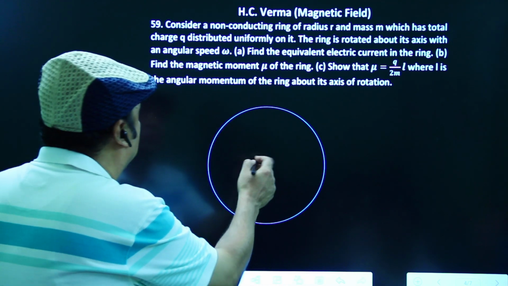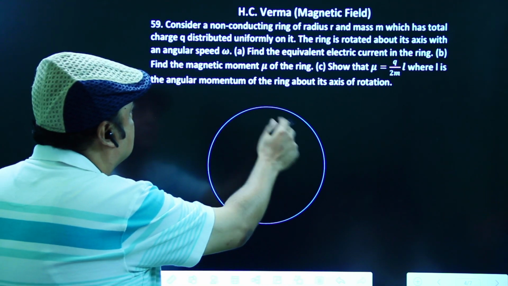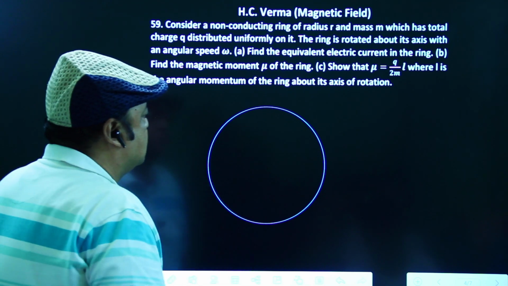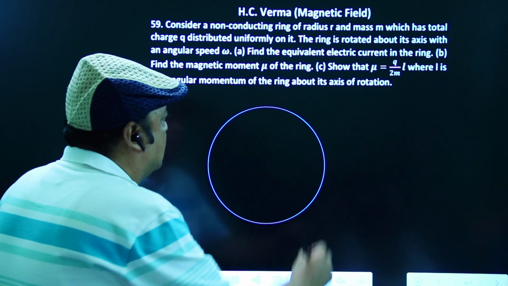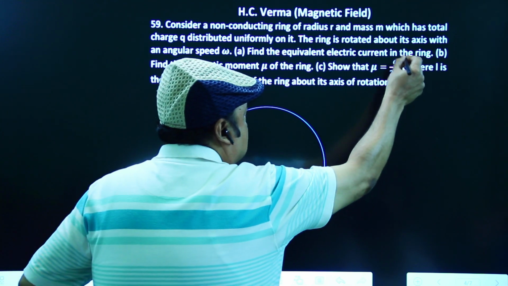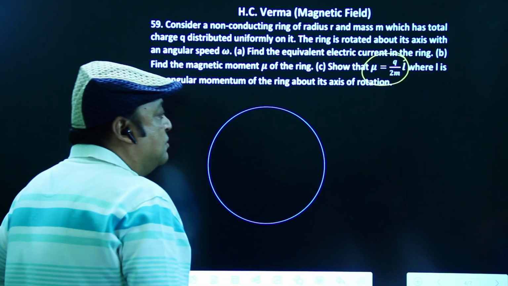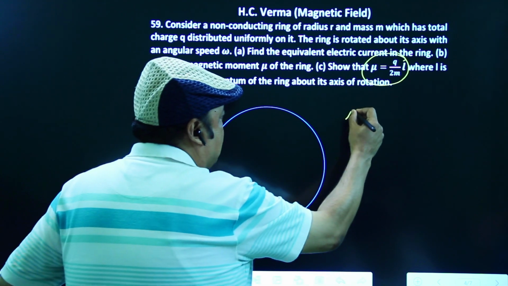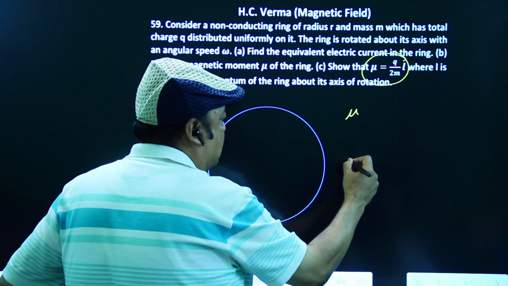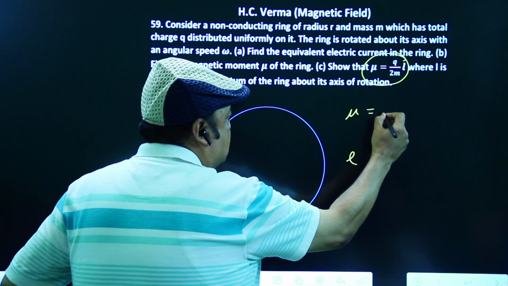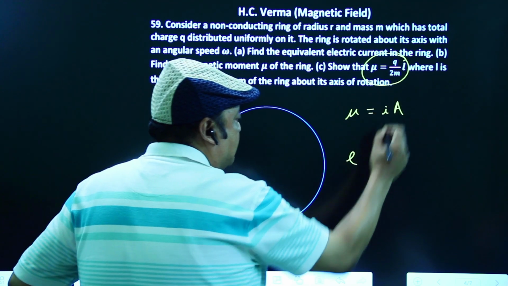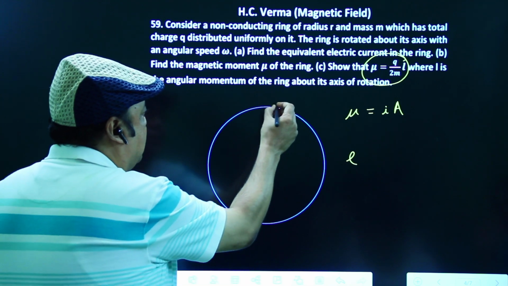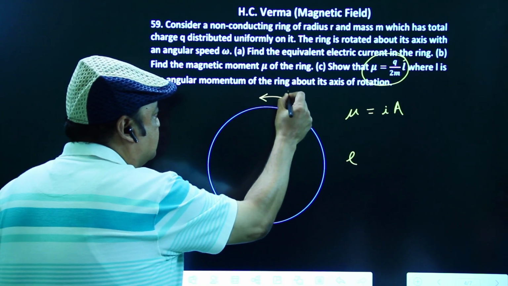And the first sum is a non-conducting ring, and the charge Q is uniformly distributed on this. And the relation we are talking about is this: mu equal to Q by 2m L, where mu is magnetic moment, and L is angular momentum. Now we know that it is current into area. Here the charge Q is rotating with an angular speed, say omega, that's given.